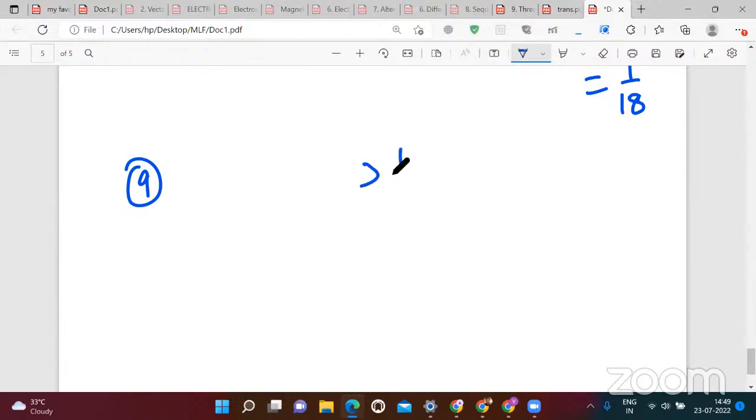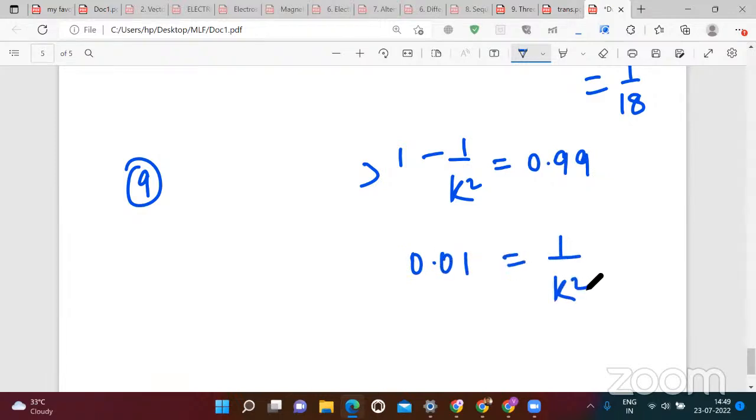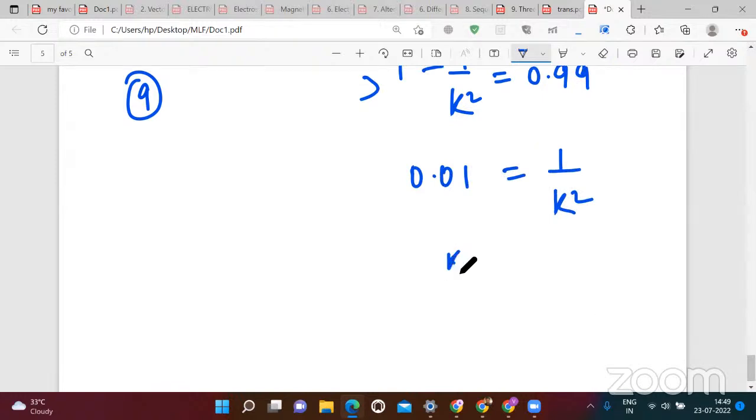So 1 minus 1 upon k square should be equal to 0.99, right? So if this is 0.99, this means 0.01 equals 1 upon k square. K should be equal to 10, right?